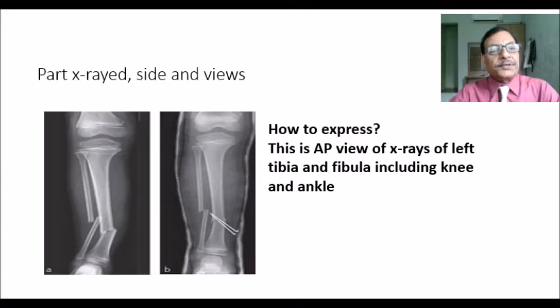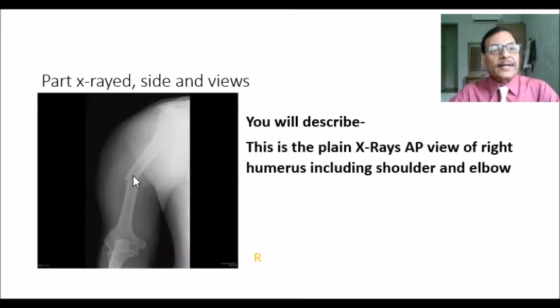Then we have to see the part, the X-ray views, and how to express it. Just one example of how to express this X-ray. So this is the AP view of the X-ray of the left tibia and fibula, including the knee and ankle. So this is how you start expressing your X-ray reading. Here again, we will describe: this is the plain X-ray AP view of the right humerus, including the shoulder and the elbow.